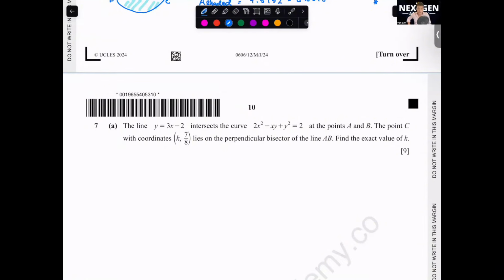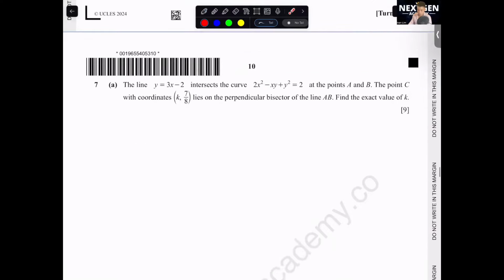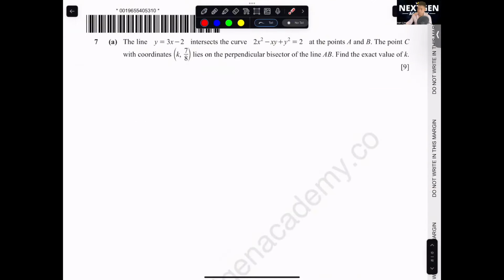All right. Okay, we're going to continue part 2 of May-June 2024, paper 1-2. Okay, let's look at question 7. Line y equals 3x minus 2 intersects this curve at the points A and B. Point C with coordinates (k, 7/8) lies on the perpendicular bisector of line AB. Find the exact value of k. 9-mark question, so be careful and double check all your values.